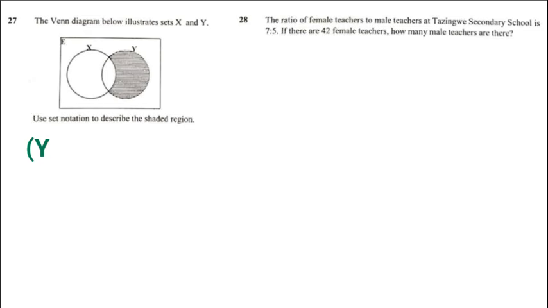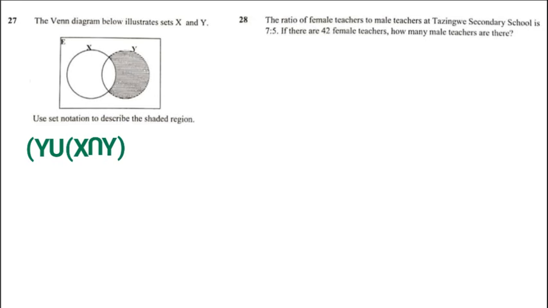So it should be X, then union, then when you look at the other part that is not shaded, it is the intersection of X and Y. The intersection of X and Y is not shaded. So we can put that in brackets. We say X union X intersection Y.